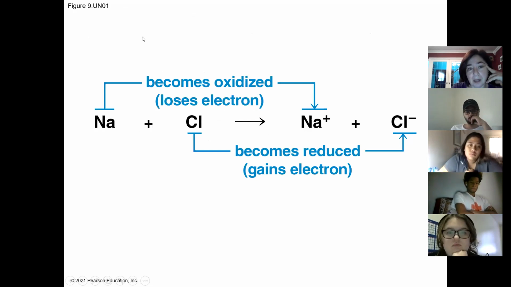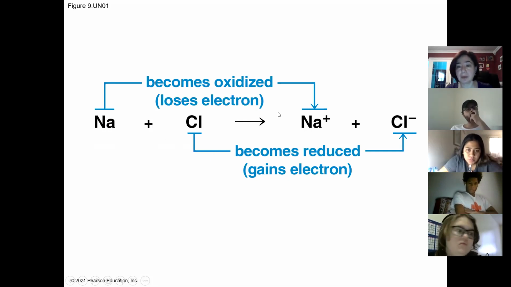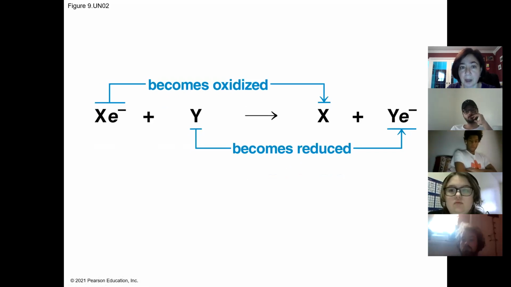Like in the case of table salt, sodium chloride, right? Sodium gives away an electron to chlorine, so sodium becomes oxidized. It gave away an electron, and chlorine is reduced because it gained an electron, okay? Or you can see here, X with an electron plus Y: X gave the electron away, became oxidized, and Y picked up the electron and is reduced. Any questions here?